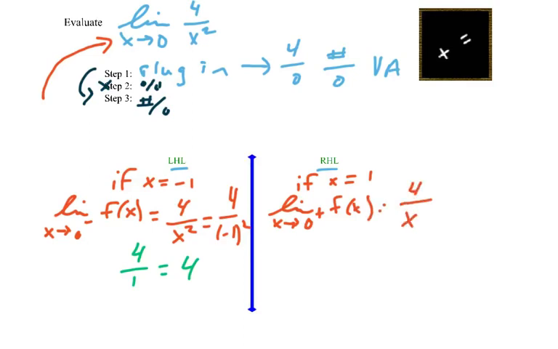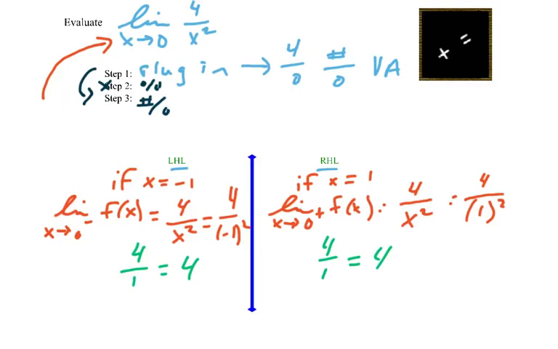And so into my original function, I am plugging in +1. And so that's going to give me 4 over 1, which is 4. Now here is the big thing. The left side and the right side say they're both approaching 4. My answer is not 4. The overall limit does not approach 4.